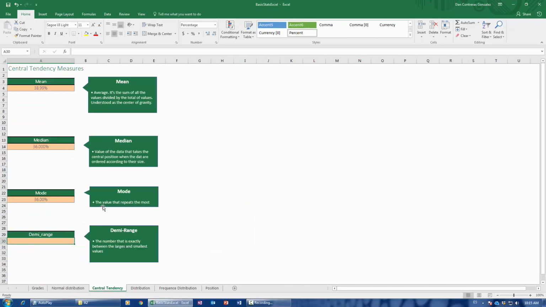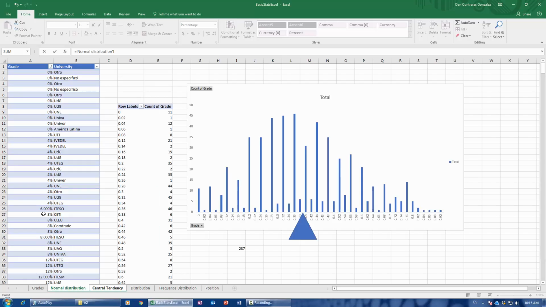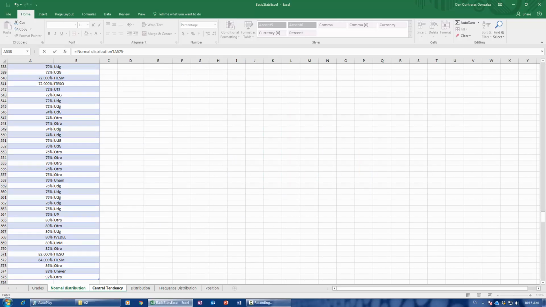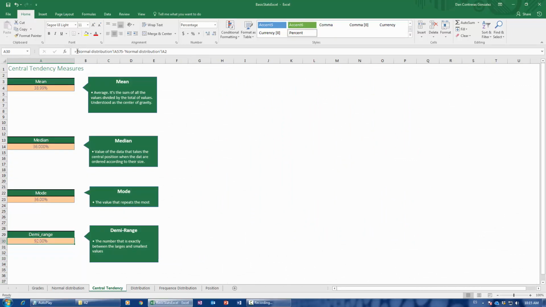So let's come over here and finish up with the demi-range. The demi-range is the number that is exactly between the largest and the smallest number. Now, if I were to try and figure it out by, say, Excel formulas, I wouldn't be able to. But the mathematical formula is pretty simple. I have to take the largest number minus the smallest number, get 92%, and then divide that by 2. And the demi-range tells me exactly that we have 46% range from one end of the distribution to the other.